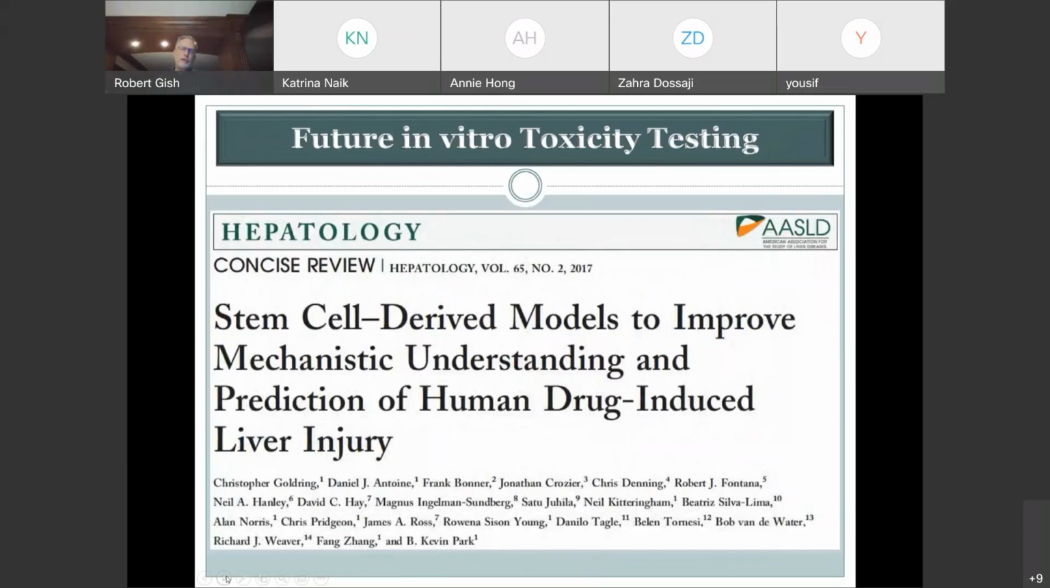They are looking at doing these stem cells and using stem cells to improve understanding about drug metabolism, but more importantly about drug-induced liver injury to be able to predict this. This was published a couple of years ago.